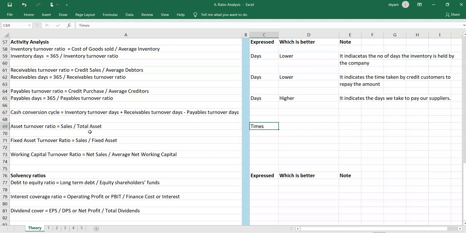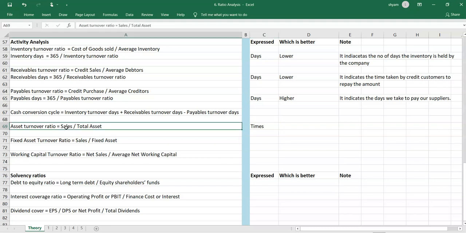If company A has an asset turnover ratio of 10 and company B has 30, then B is a much more efficient company, because they are able to generate 30 rupees of sales for every 1 rupee of asset. For every 1 rupee of asset, how many rupees of sales the company is able to generate.